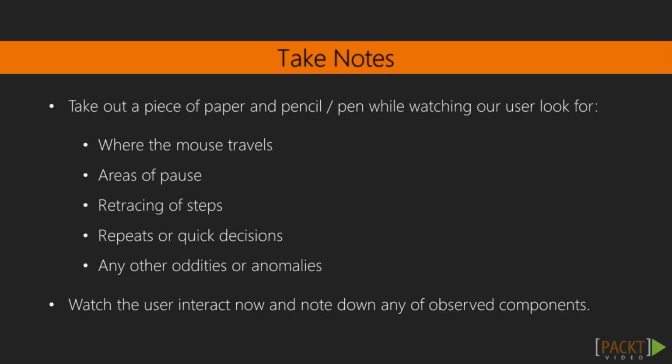The goal is to help us observe potential pitfalls in the website and what is working and not working based on our observation. We'll be watching for where the mouse travels. Watch for areas of pause in the mouse or retracing of steps. Look for repeats and quick decisions.